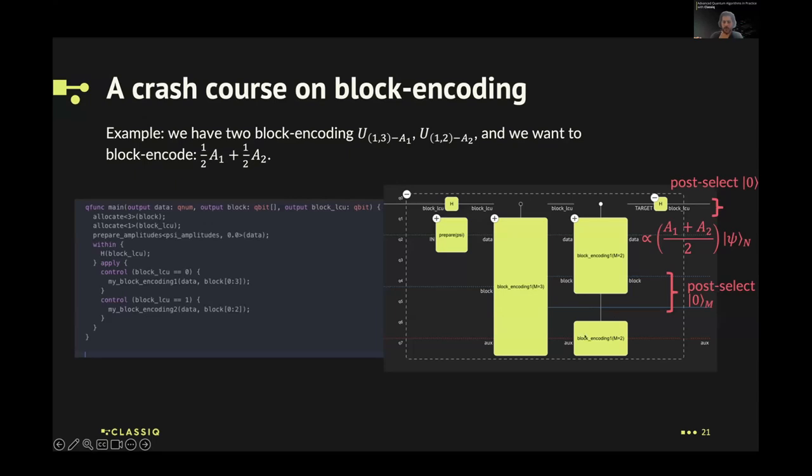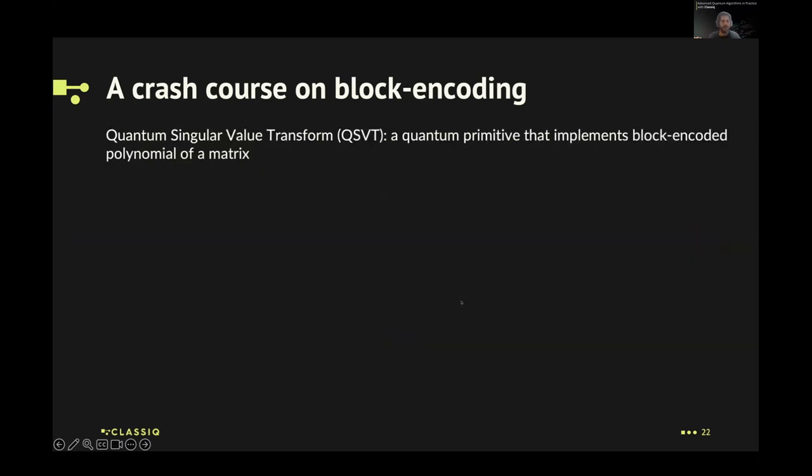Okay, and of course, in Classiq, sometimes some functions use auxiliaries, and you don't need to care about this. This is done automatically. Okay, and now for the third part, the quantum singular value transform. This is essentially a quantum primitive that implements a block encoded polynomial of a matrix.